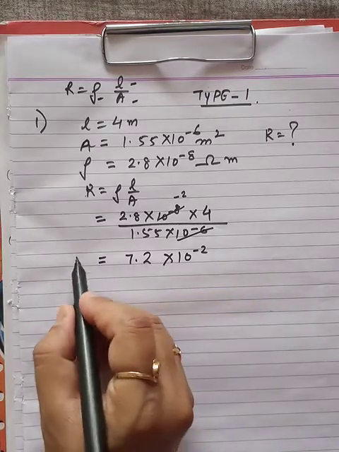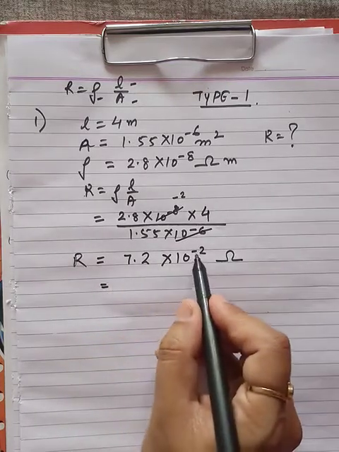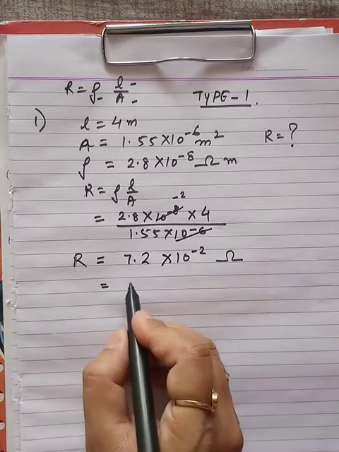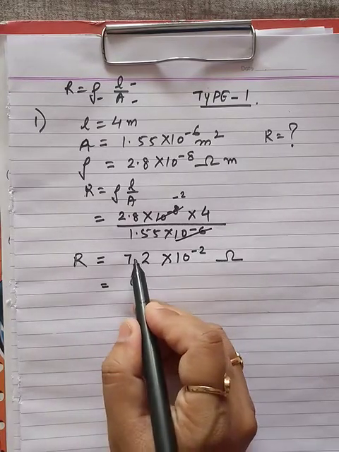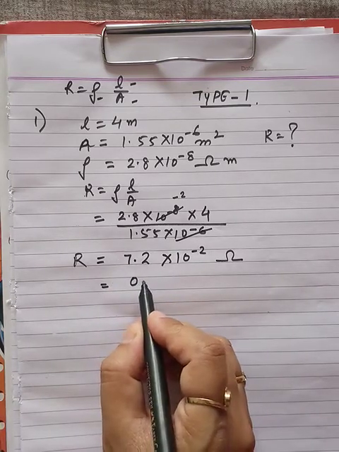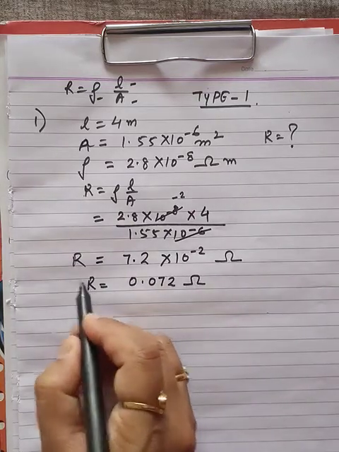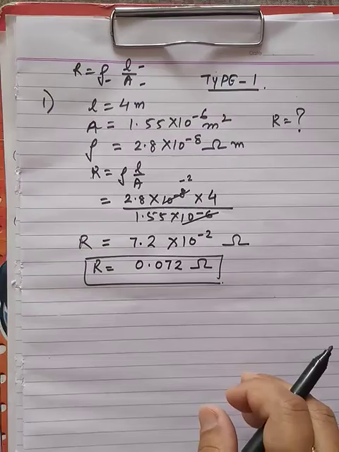Okay, now this is resistance and it should be in ohm. We can write down the answer by removing this 10 raised to power also. In this case 10 to the power minus 2, so the decimal will move 2 places, so 0.072 we can write. This much is the value of resistance in this case.